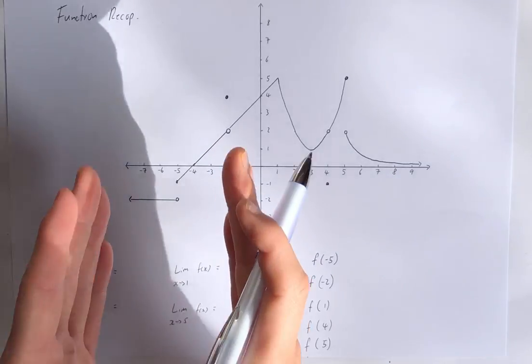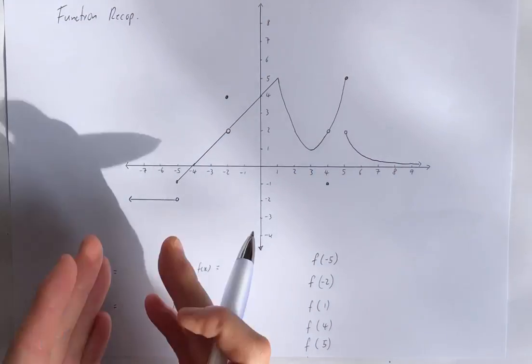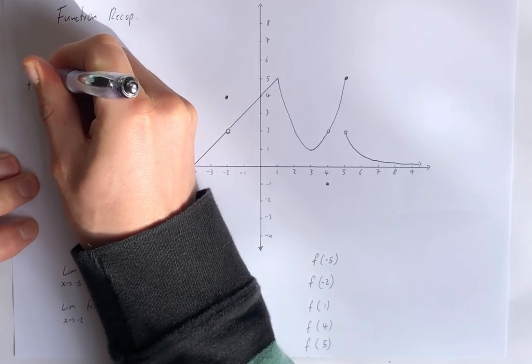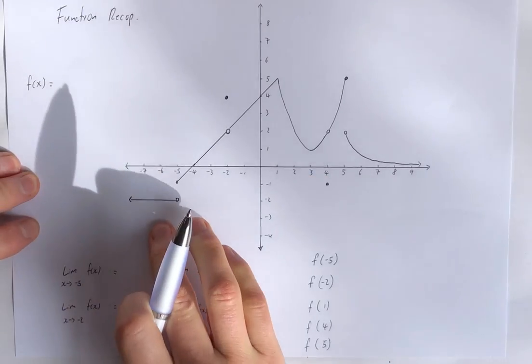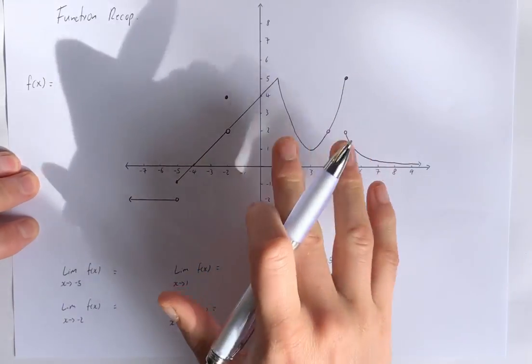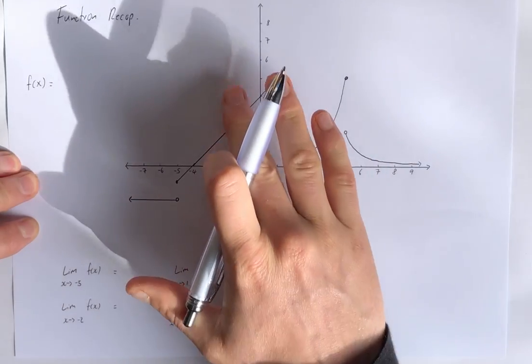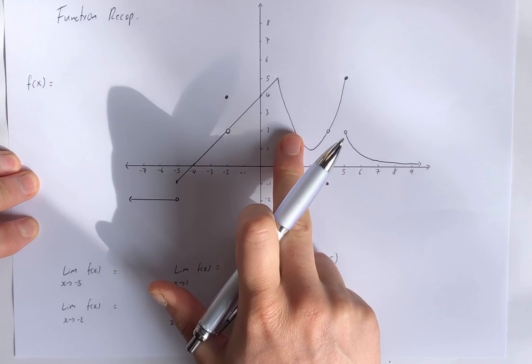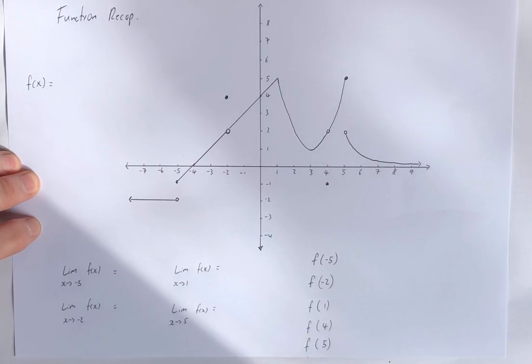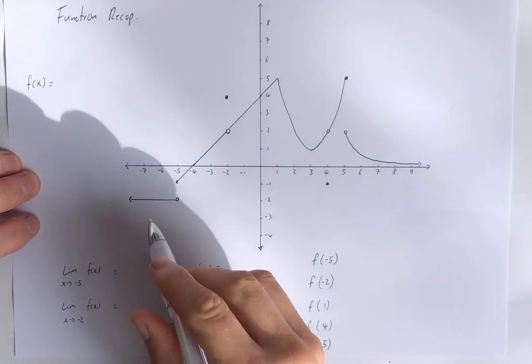is that we have pieces. So we've got this piece here. So if we were to define this function, it was made up of 1, 2, 3, 4, and 5 pieces. So let's have a look at what some of these pieces might look like.